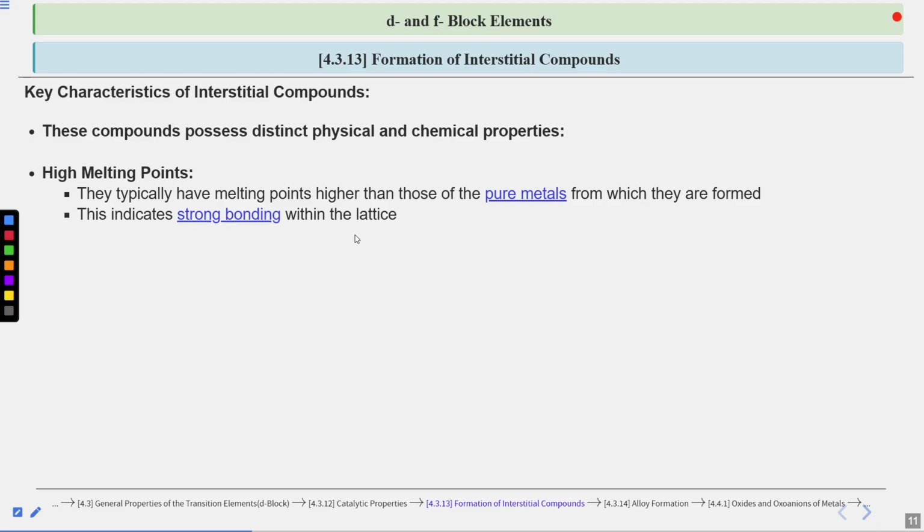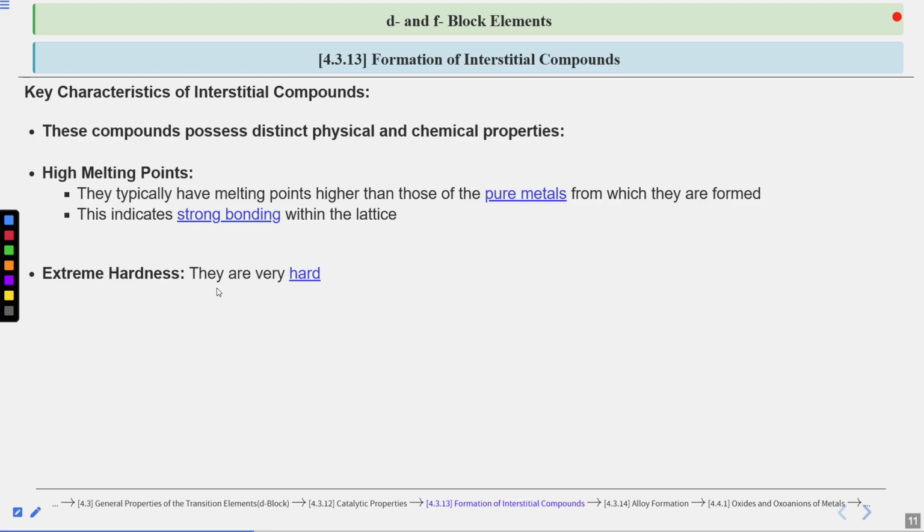This indicates strong bonding within the lattice. Why do they show higher melting points? Because within the lattice, they have stronger bonding, even between the atoms that are filled in the vacant spaces and the transition metal present in the crystal lattice.